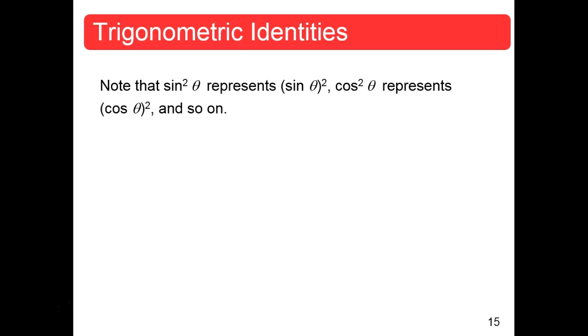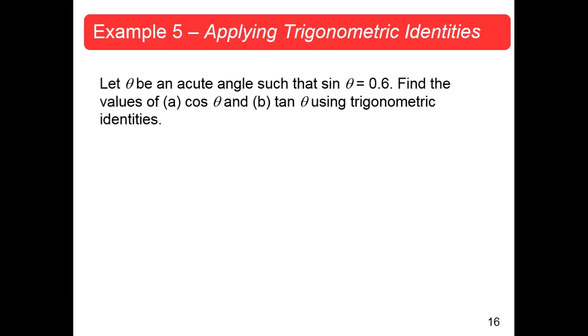Okay. I think we may be ready for example 5. Yes, we are. So let theta be an acute angle such that sine of theta is equal to 0.6. There's where we're starting from. Theta is an acute angle, and the sine of that angle is 0.6. Find the value of cosine theta. How are we going to do that?